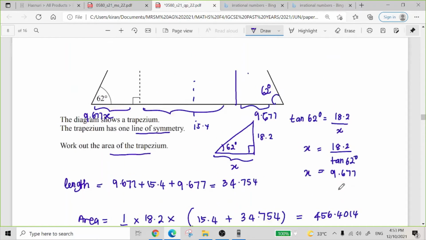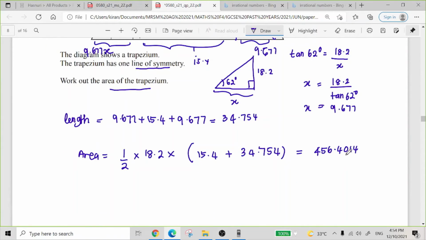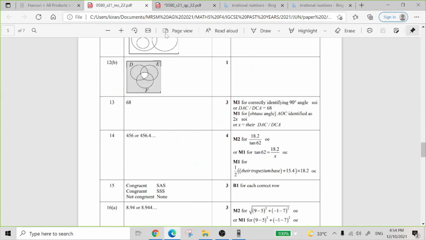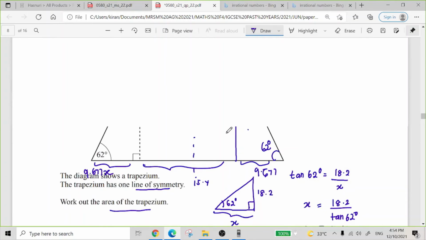Okay, as we know, untuk soalan IG kan dia minta 3 significant figure kan. So kat sini awak boleh pilih lah jawapan awak, sama ada awak nak jawab 3 significant figure 4, 5, 6, okay, ataupun ambillah satu decimal place pun still betul jugalah. Okay, that is the answer for area of trapezium.